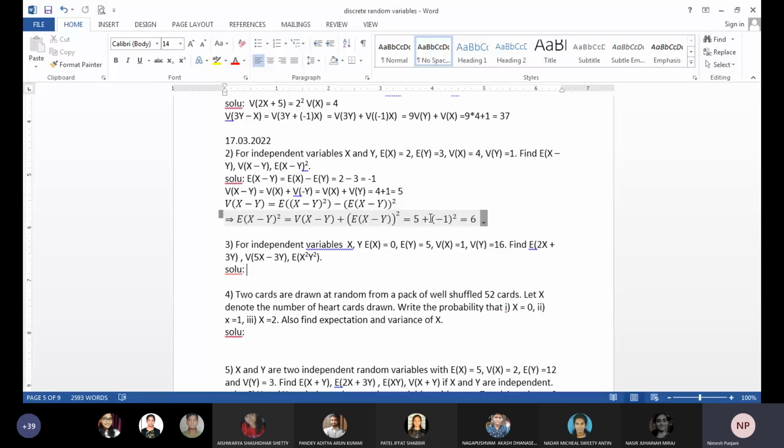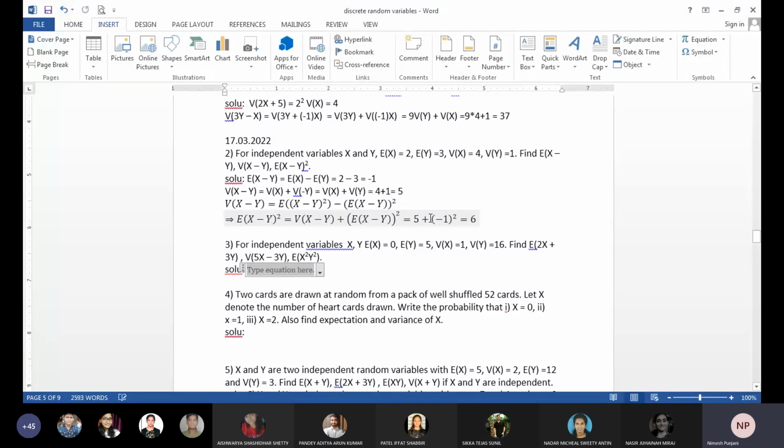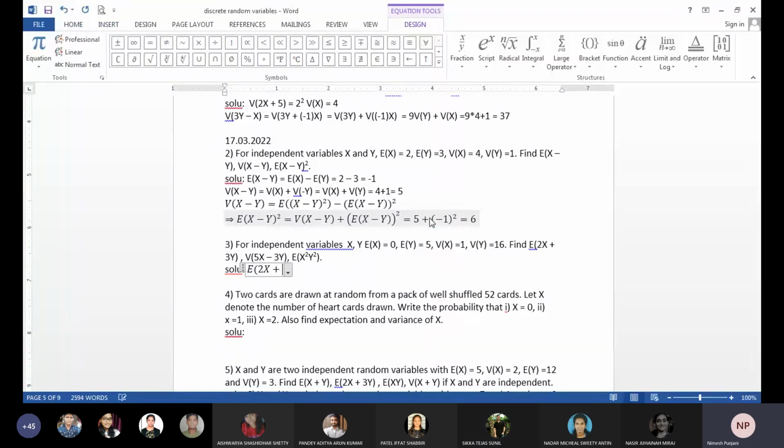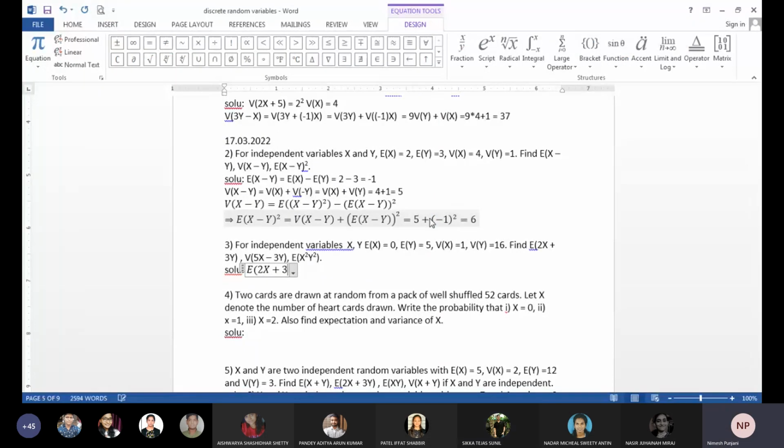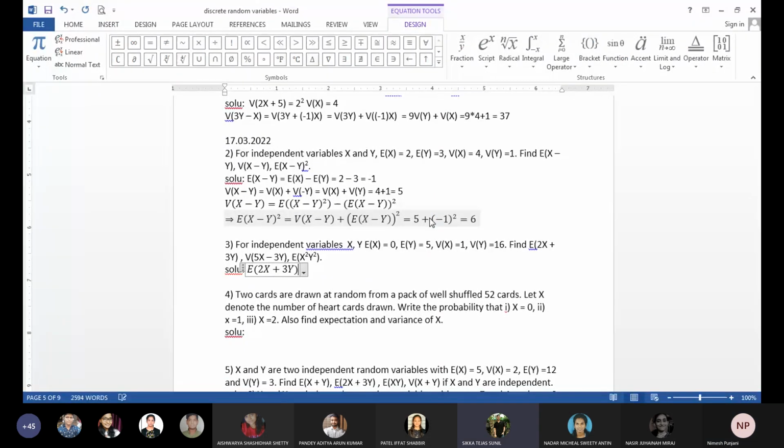Yes, if anyone gets the answer, kindly let me know. मुझे आंसर आया. एक मिनट मैं पहले वो क्वेश्चन लिख लूं. कौन सा एक्सपेक्टेड वैल्यू ऑफ 2x plus 3y का आंसर आया? हाँ सर 15 है. 15 सर. Okay, very good.